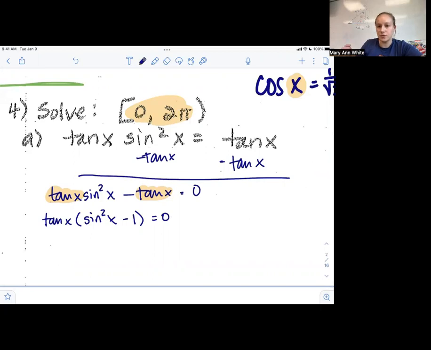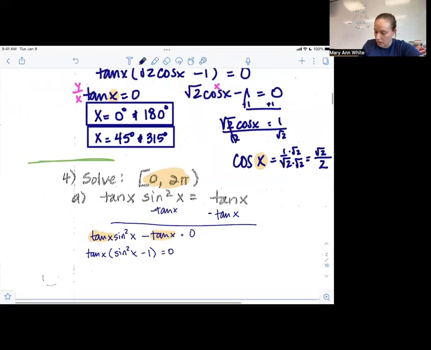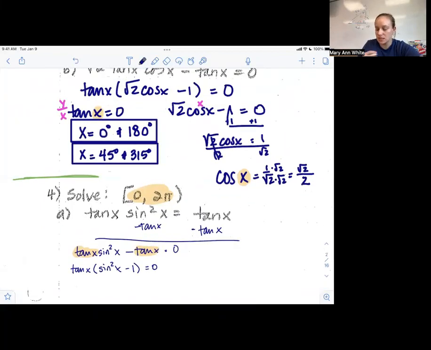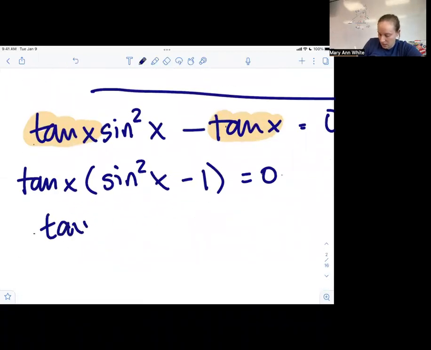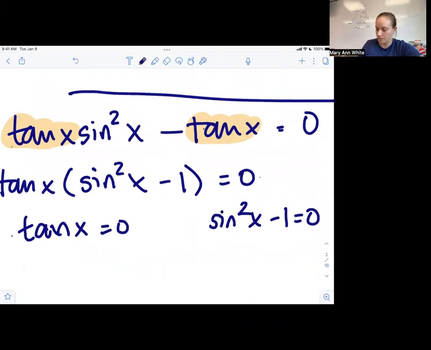Now I have my two different parts, just like the few above. We're going to set each of those pieces equal to 0, and then we're going to solve. So I'm going to think about, okay, tangent of x equals 0 and sine squared x minus 1 equals 0.